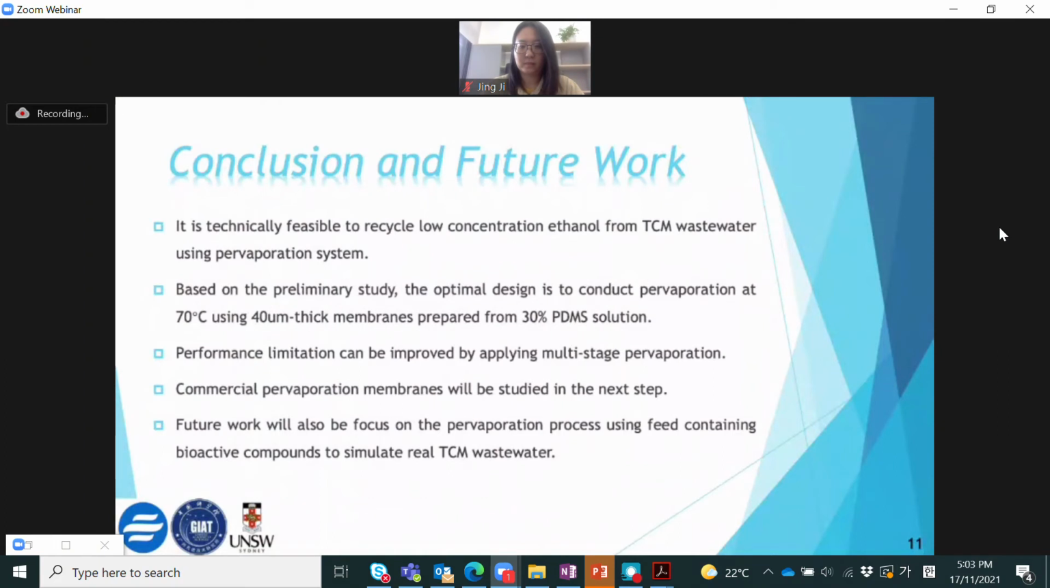However, there are still some limitations in this research that can be further improved. For example, our self-made membranes can recover some ethanol indeed, but the selectivity is poor. This can be further optimized by applying multi-stage evaporation. And we also plan to purchase different types of commercial PV membranes to evaluate their performance in our system as well. And furthermore, we will add some bioactive compounds on TCM into the feed in the future work to better mimic real TCM wastewater.